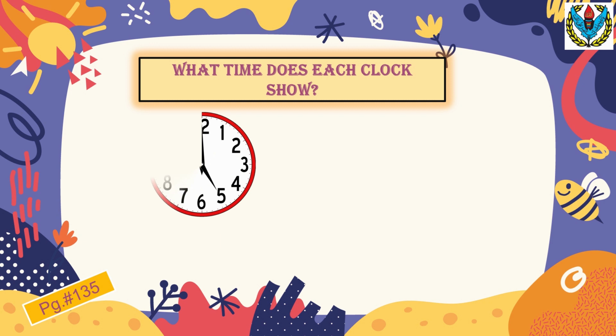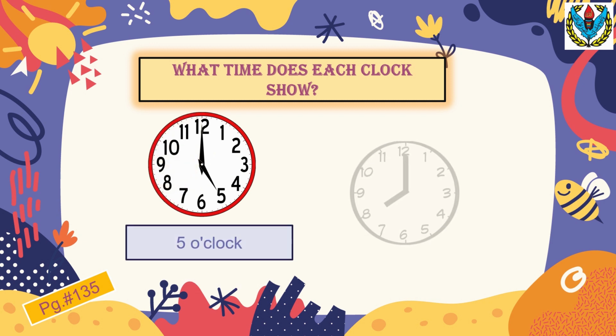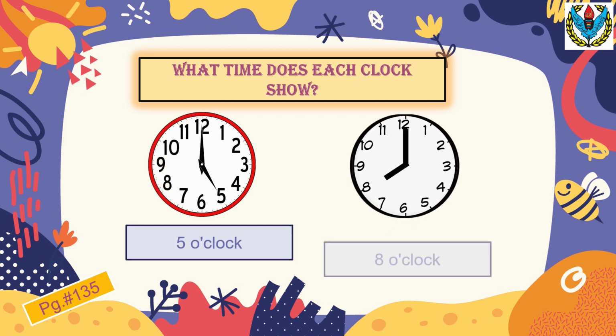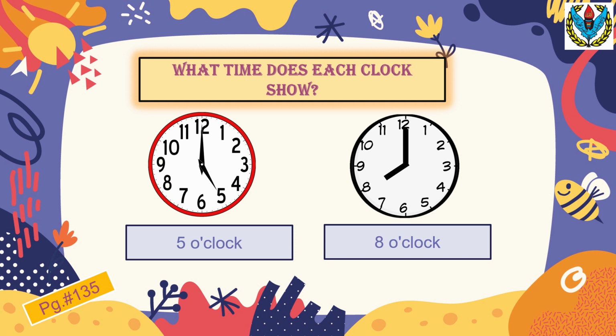What time does each clock show? You see here two clocks, a red clock and a black clock. The red clock has two hands. One is on 12, this is the longer hand, and the short hand is on 5. The time is 5 o'clock. And the black clock shows the time is 8 o'clock.